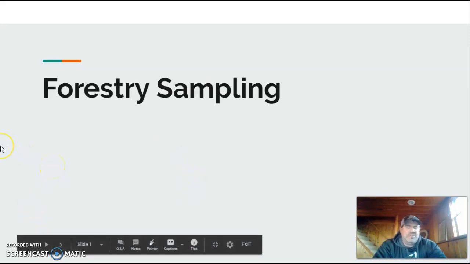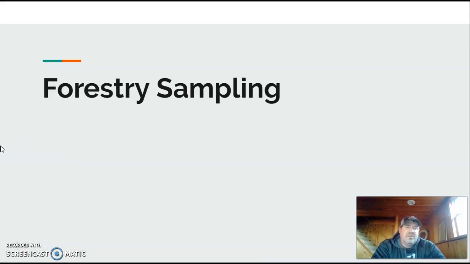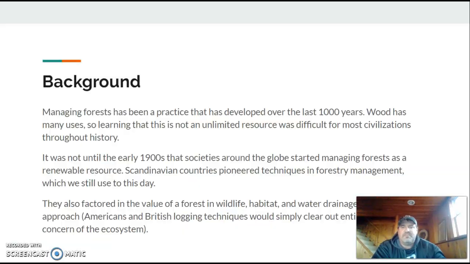It's going to lead up to a project that we're going to be doing on the different types of management of resources that there are out there. So I wanted to give an example for you to take a look at. So, forestry management, a little bit of background, and I'm not going to read this to you. You can read through it as you need to.